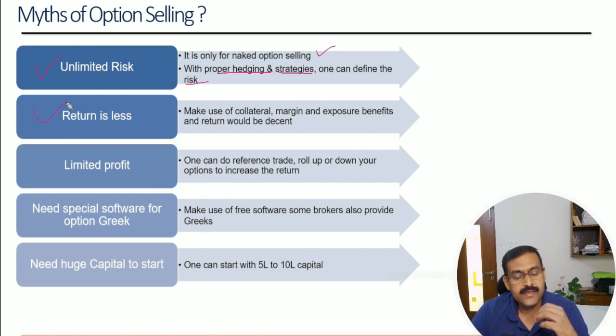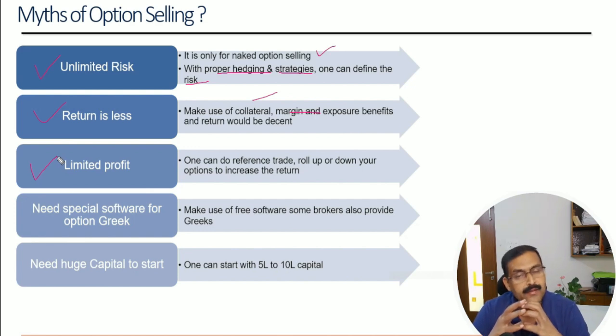The next one is that return is less. I don't think the return is less. If you properly utilize your money and do proper money management, you can generate more returns in option selling. In fact, you can pledge your assets, that is, take a collateral, get a margin, and you can trade out of your margin to make money. You may have an investment in your stocks or mutual funds. You can pledge them, get margin money, and simply using that margin money, you will be able to trade in option selling and generate money out of that.